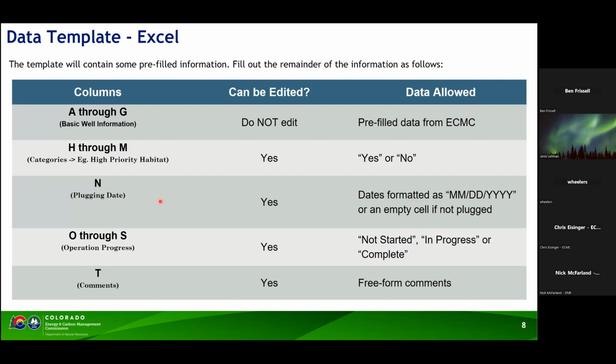There's basically a large number of columns in the spreadsheet. Columns A through G will be all the basic well information to include API, well name, county, that sort of thing. That data should all be pre-filled from our databases.